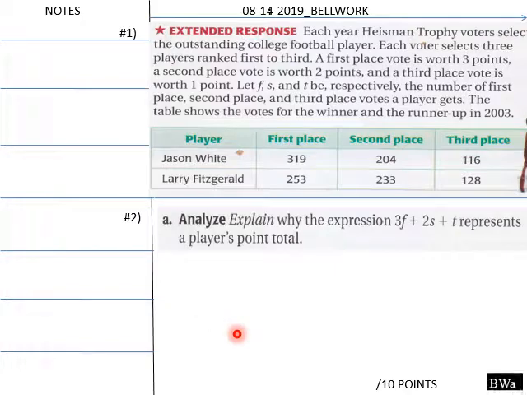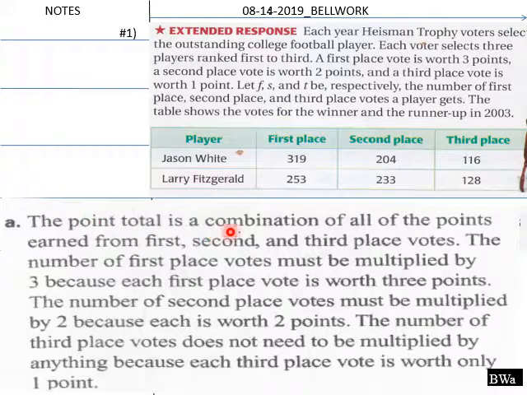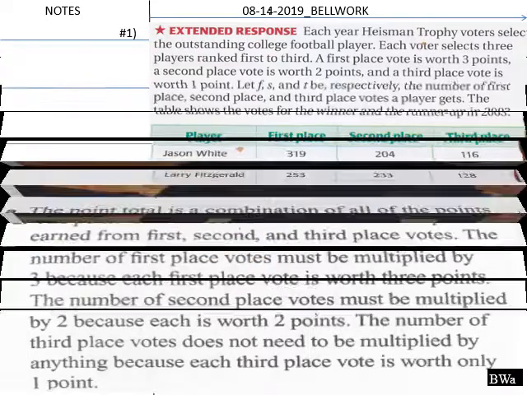Okay, welcome back. We're going to provide the response for part A. The point total is a combination of all points. The number of first place votes must be multiplied by 3 because each first place vote is worth 3 points. Second place is 2 points. The number of third place votes does not need to be multiplied by anything because each third place vote is worth only 1 point. So it's like interpreting from the table what the points meant, and how they relate to first, second, and third place votes.